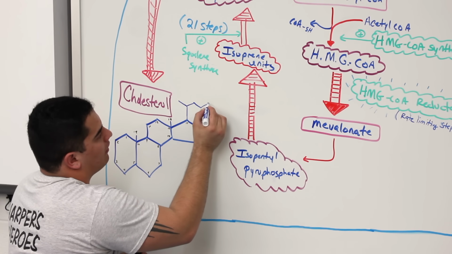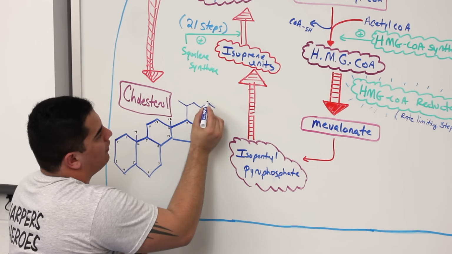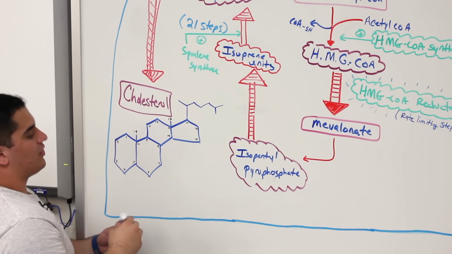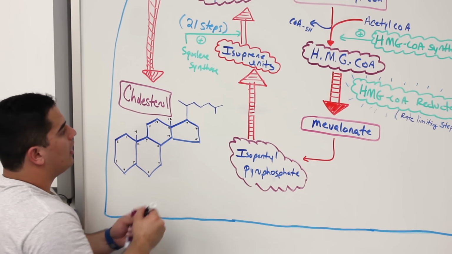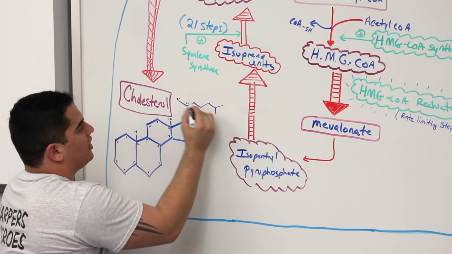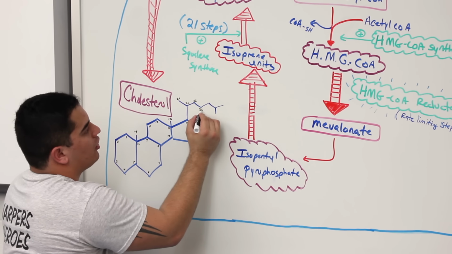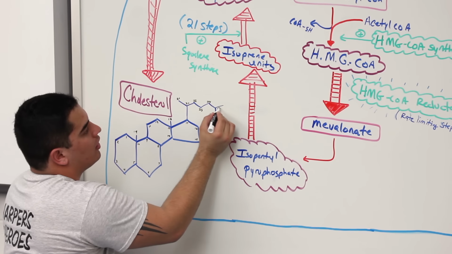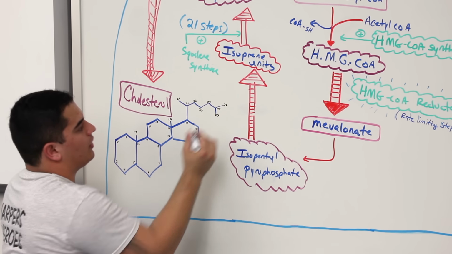1, 2, 3, 4, 5. And then like this. So now let's count these carbons over here. 17, 18, 19, this is going to be 20, 21, 22, 23, 24, 25, 26, 27.